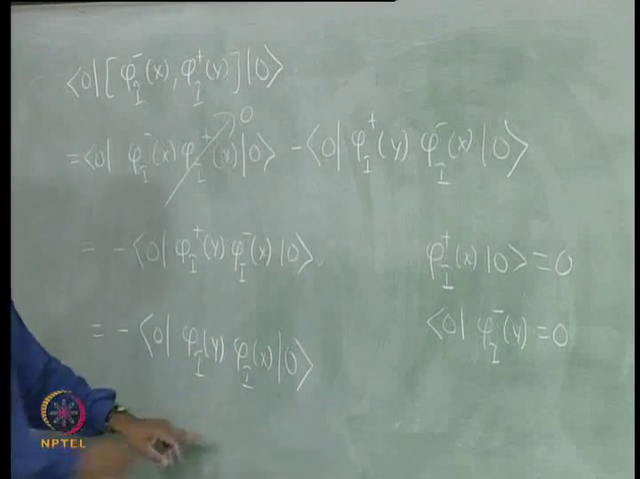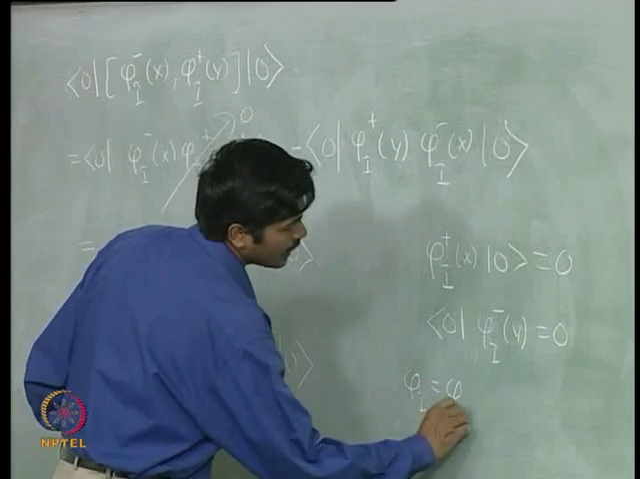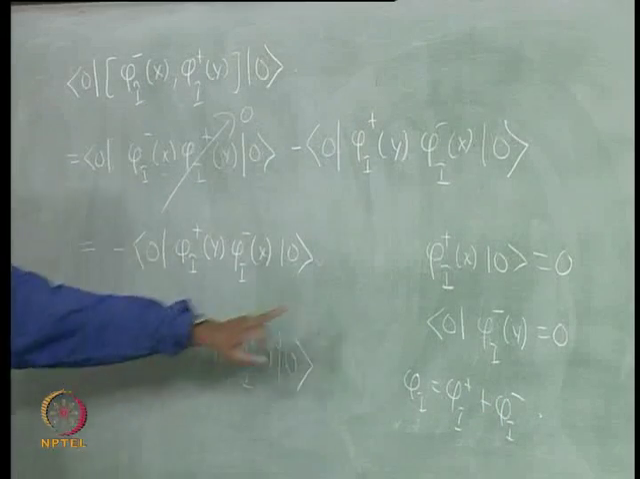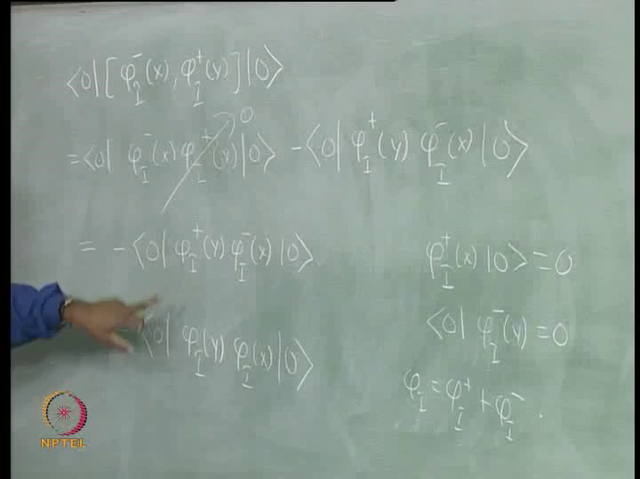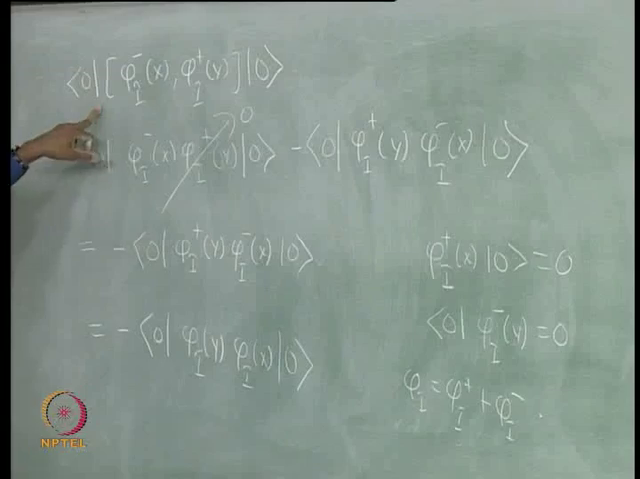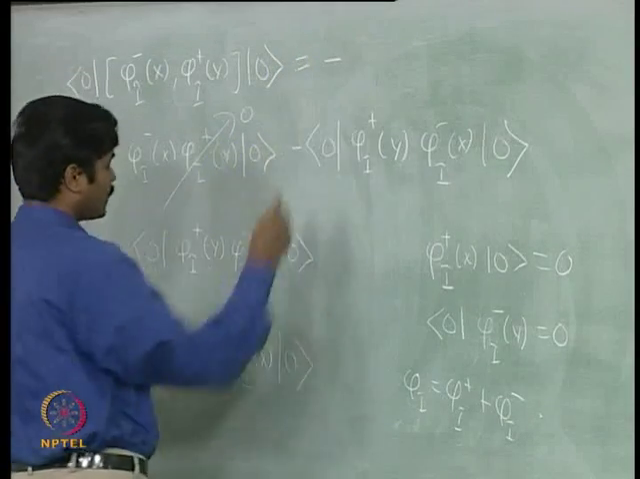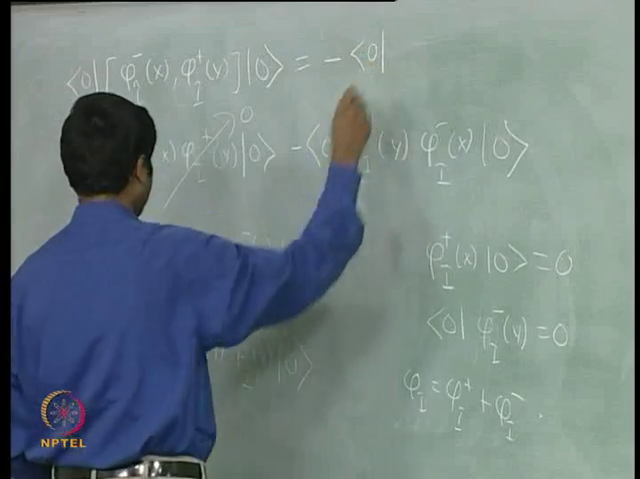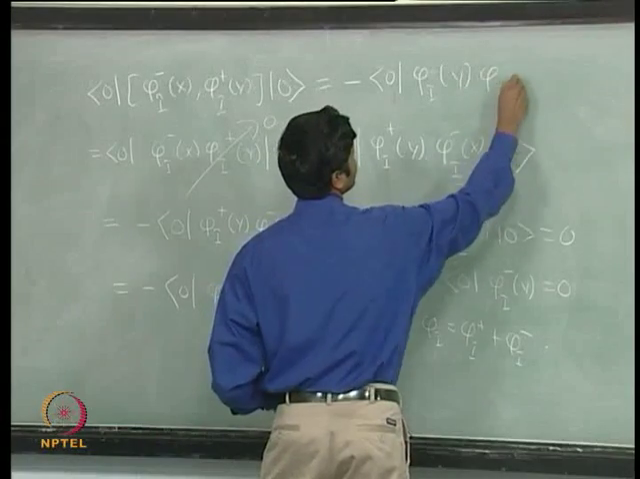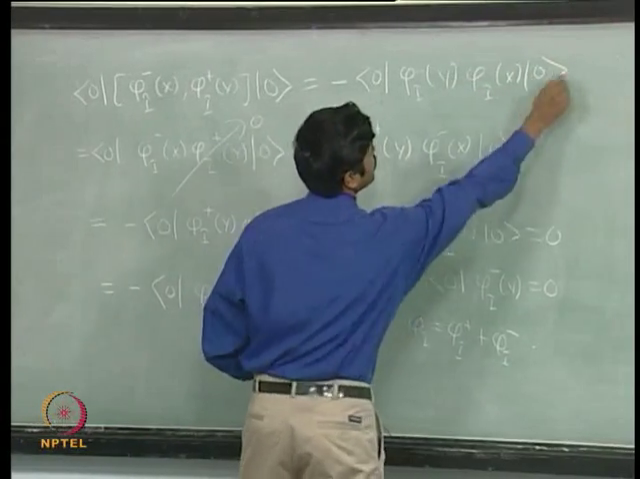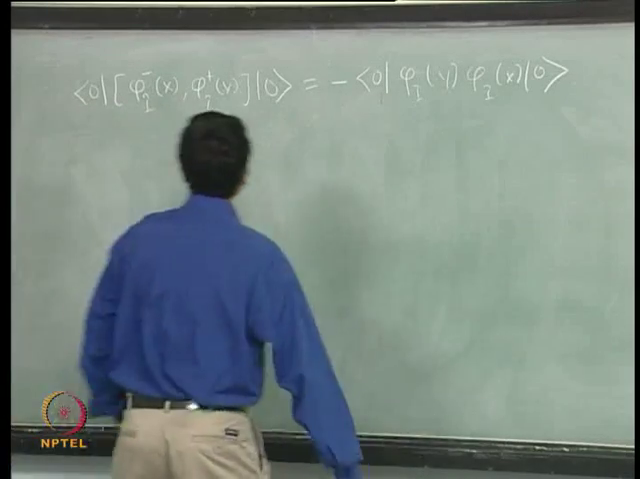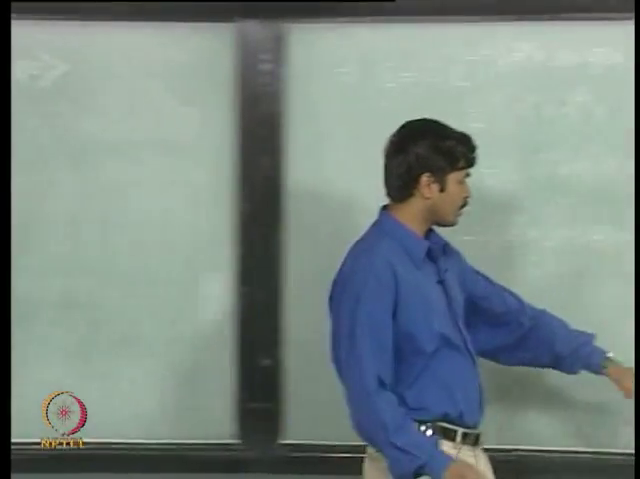You can simply substitute phi I to be phi I plus phi I minus, and then you can see that if you use these two relations you will get here to here. It is very straightforward. So, this commutator here is nothing but minus of the vacuum expectation value of phi I y phi I x. All right. So, let us erase. So, that is only the first of these two terms.